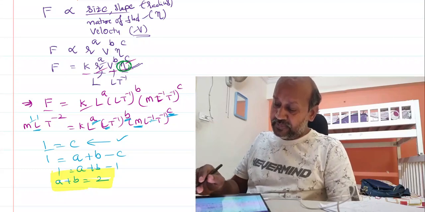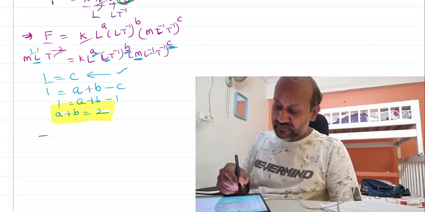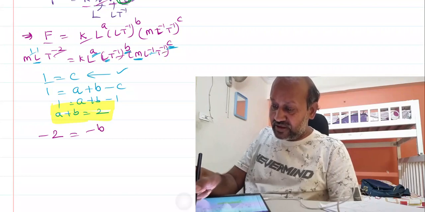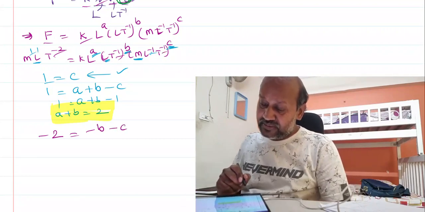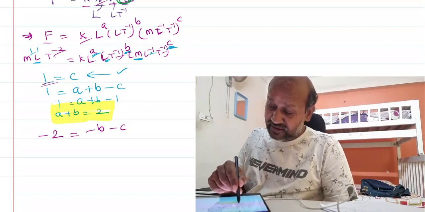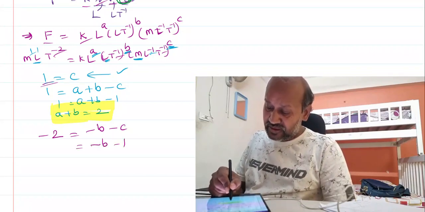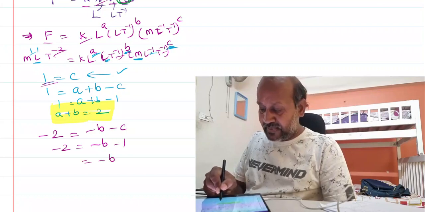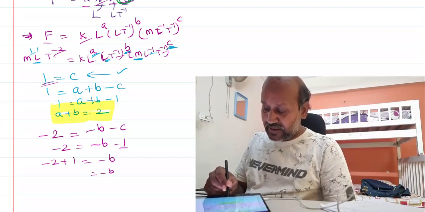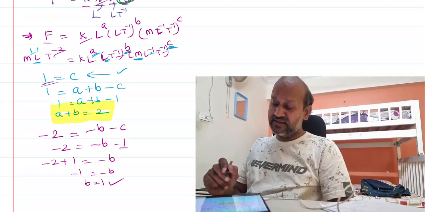Now, let me equate the dimensions of time. On the left hand side, time has a dimension of minus 2. Here minus 1 into B, that is minus B. Here minus 1 into C, that is minus C. But I know the value of C already, that is equal to 1. So minus B minus 1 equal to minus 2. Minus 1 becomes plus 1 this side. So minus B equal to minus 1. So B is also equal to 1. I found one more value: B is equal to 1.